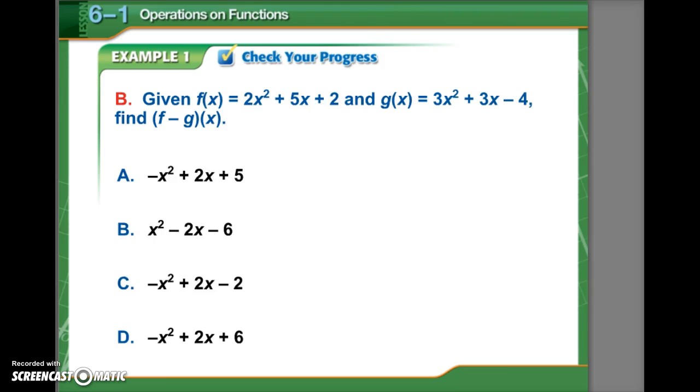Our next one for you to check is, we're looking at the same two equations. This time we are going to subtract f minus g. Pause the video, and when you have your answer, come on back and advance to the next slide.